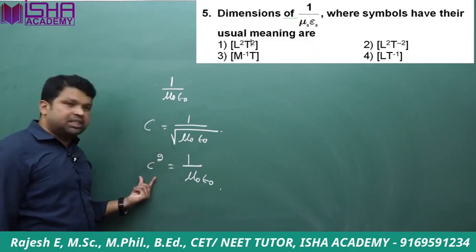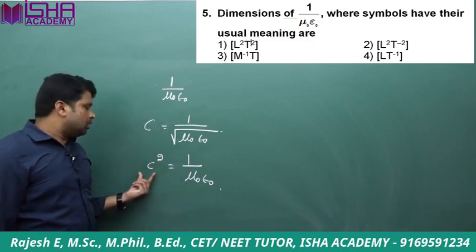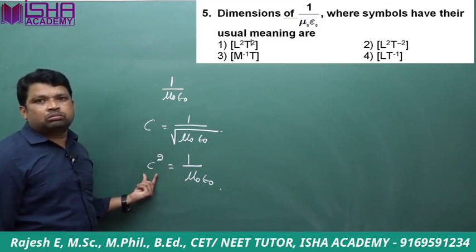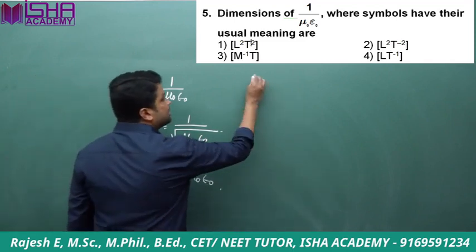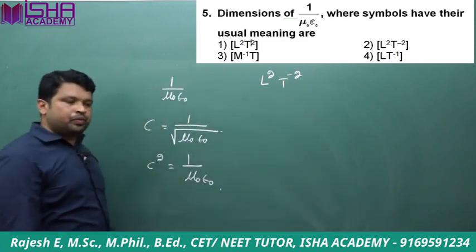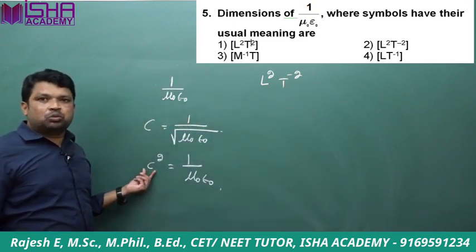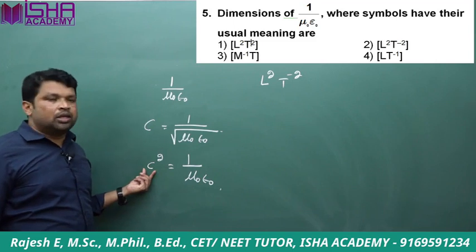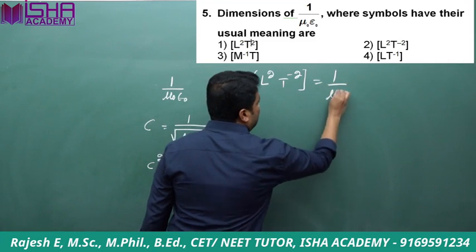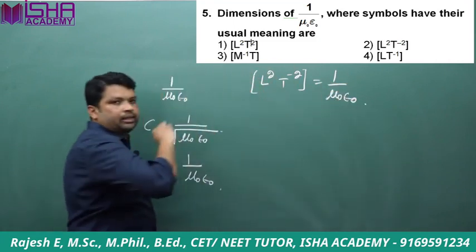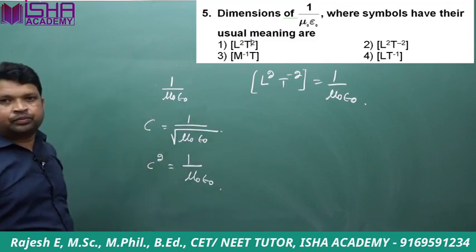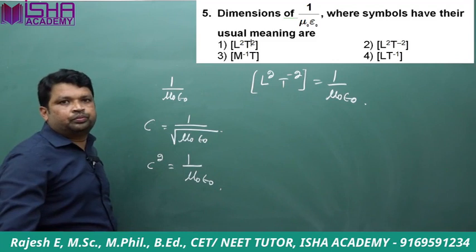So we have to find the dimension of this. On the left hand side we have C square. What do you mean by C square? C is the velocity of light in vacuum. Velocity is L T minus 1. For that we take the square. So L square T to the power minus 2 is the dimension. So this is equal to 1 by mu naught epsilon naught. So the option is 2. Okay.